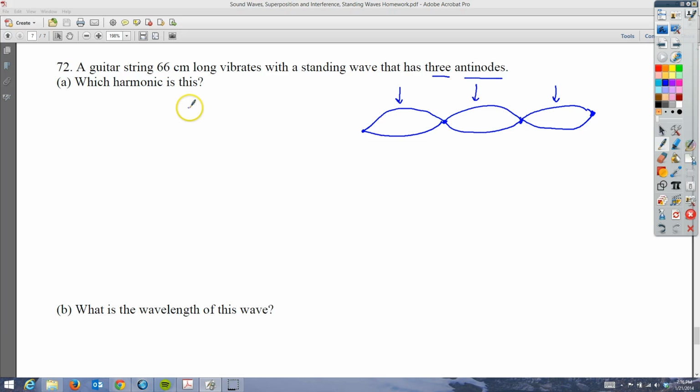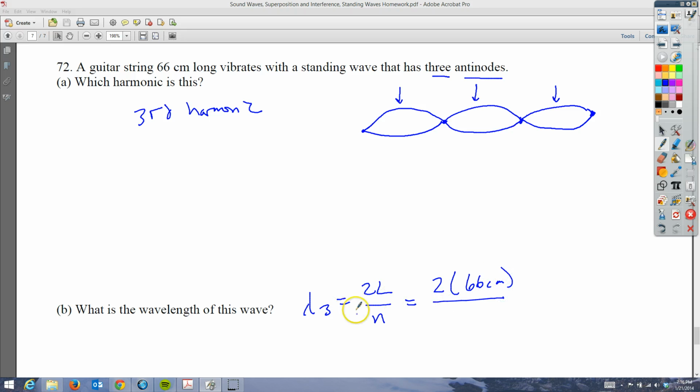They want to know what harmonic this is. And so when we answer this one, because the number of antinodes and the harmonic go together, we say that this is the third harmonic. And they want to find out what is the wavelength of this one. So the wavelength would be equal to 2L over N. And so that's 2 times the 66 centimeters. And because our N number, our number of antinodes, is 3, we just plug that number in. Do your math, you should get 44 centimeters.